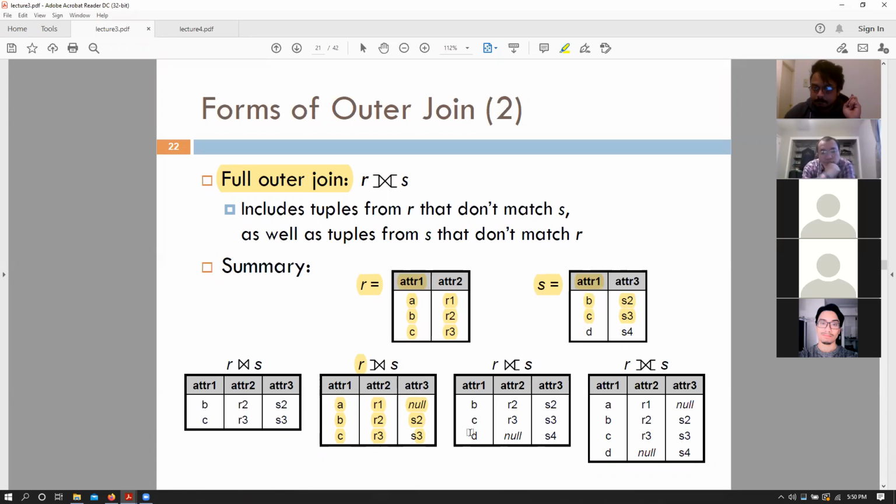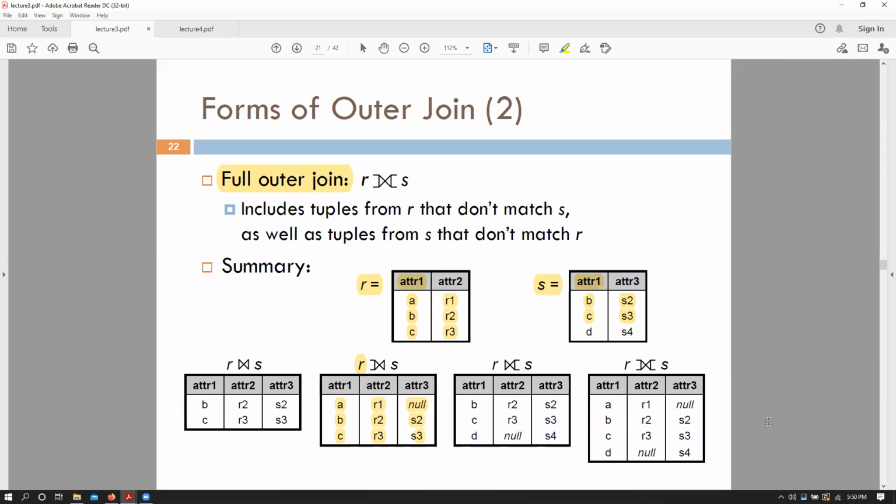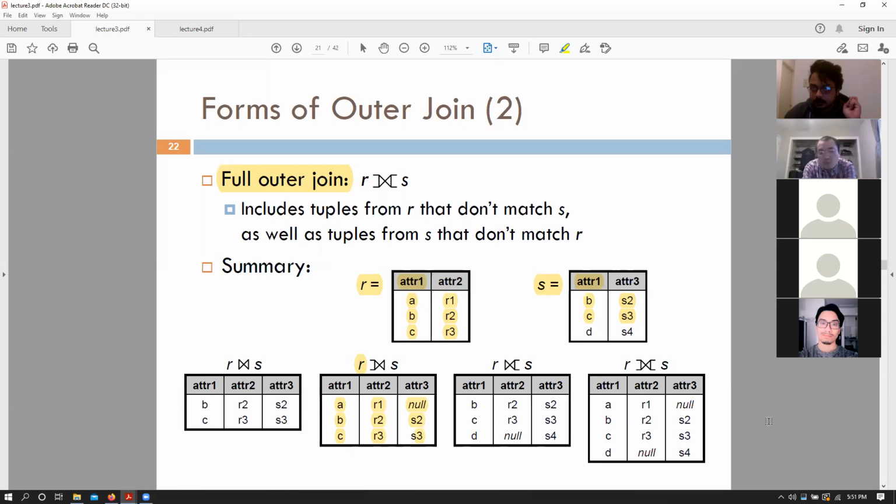Does that make sense? Any questions for left outer join?